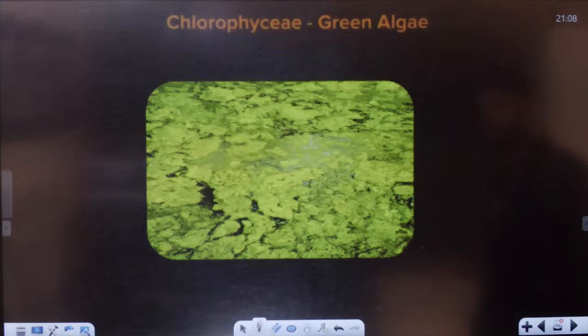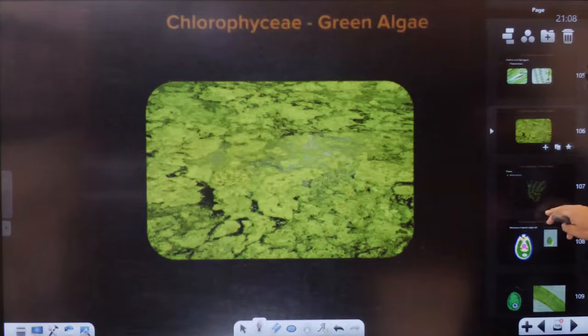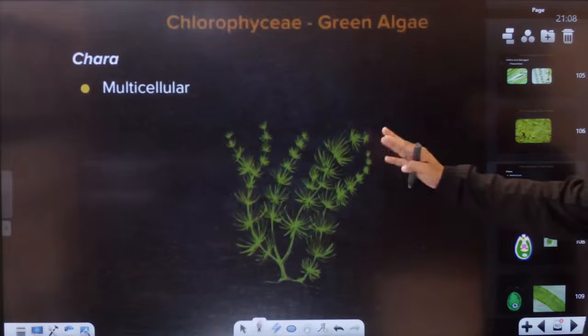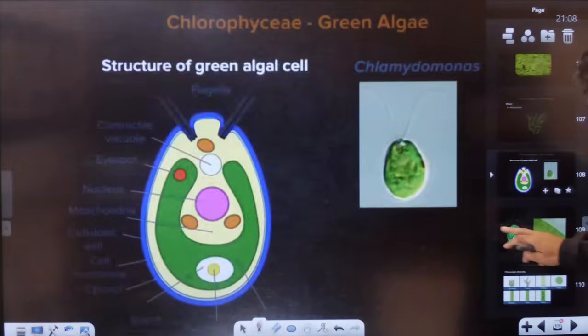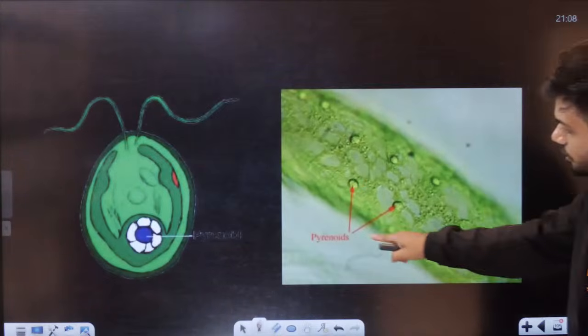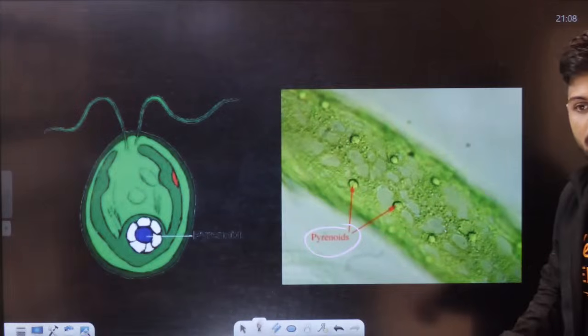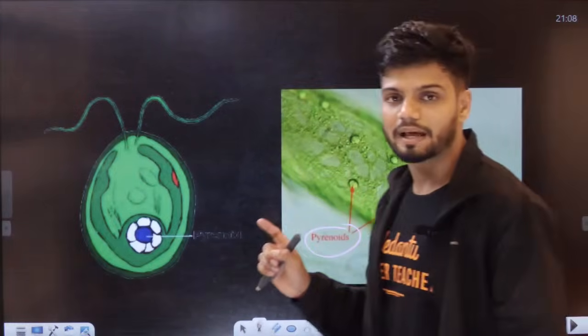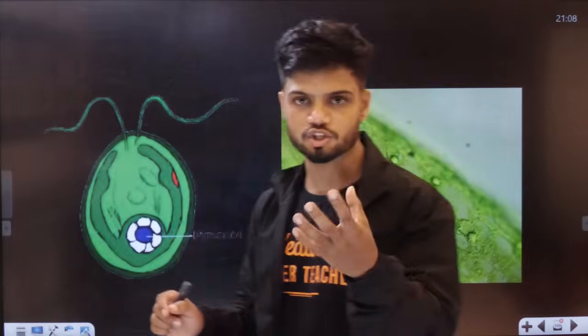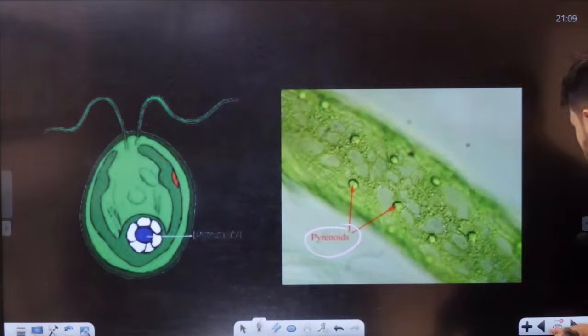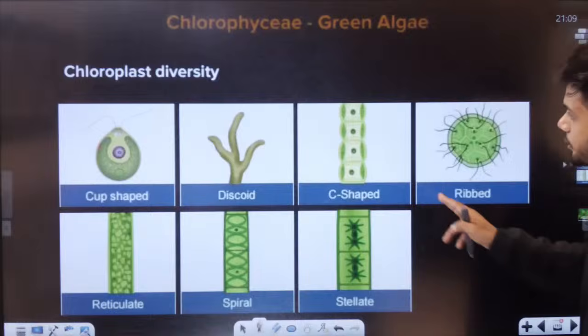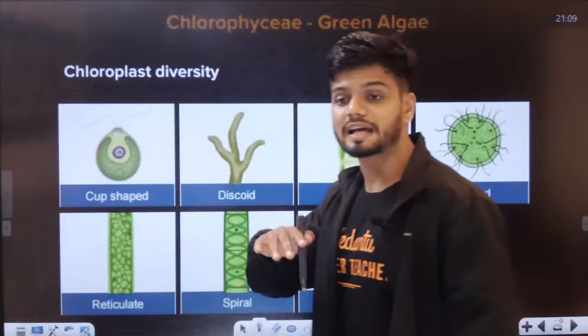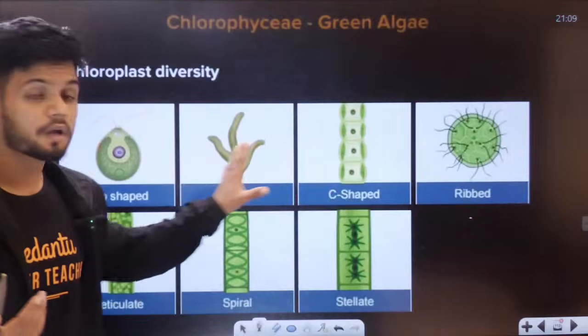Now, students, multicellular, one example is Chara. Students, in the case of green algae, there is something called pyrenoids. Now, these pyrenoids help in storage. Protein can be stored there. Okay. Now, students, if you look at Chlorophyceae, there are different types of chloroplast.